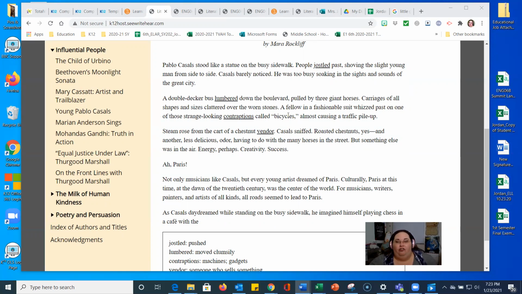A fellow in a fashionable suit whizzed past on one of those strange-looking contraptions called bicycles, almost causing a traffic pileup. So a contraption is a machine or gadget. And at this time, bicycles were a new thing, so they did look kind of strange. Think if you've never seen a bicycle before. Might look kind of weird.